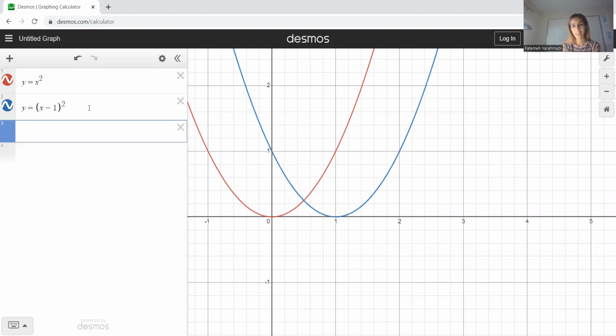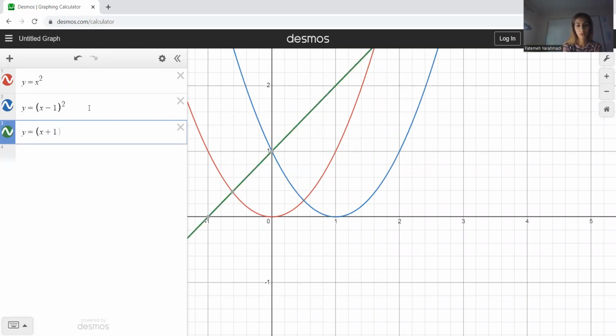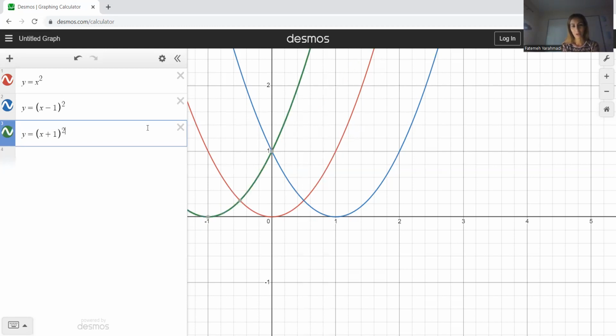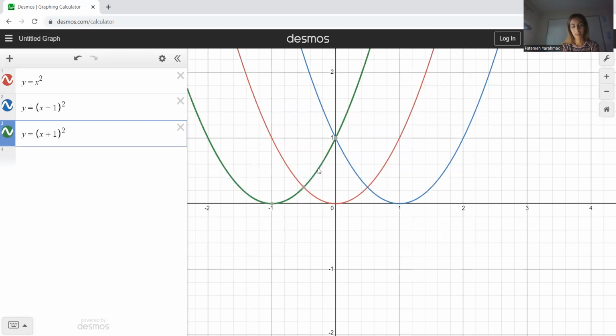What if I add a number to my x? y is equal to x plus 1 to the second power. Wow, this is the green function. This is the green graph. I added 1 to my x, and it shifted the graph 1 unit to the left-hand side. So subtracting a unit from x moves the graph that unit to the right, and adding some units to your x shifts the graph that many units to the left-hand side.